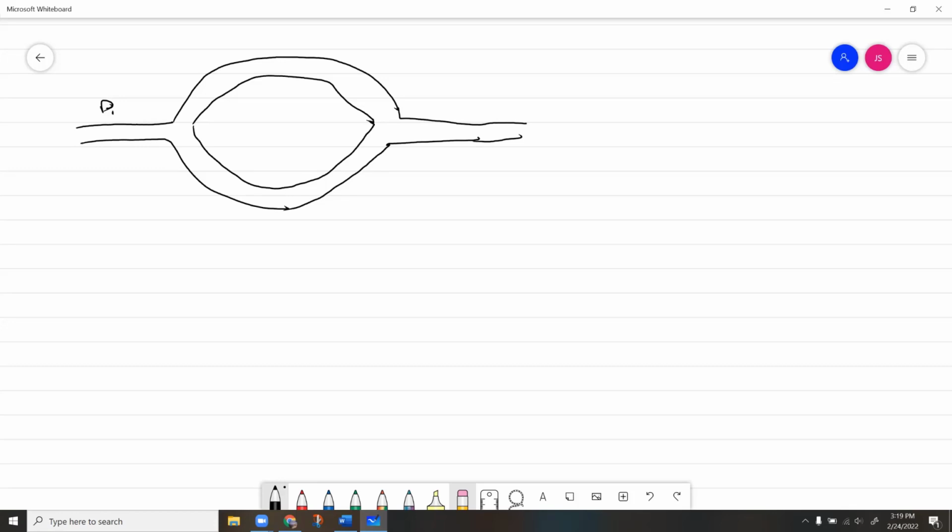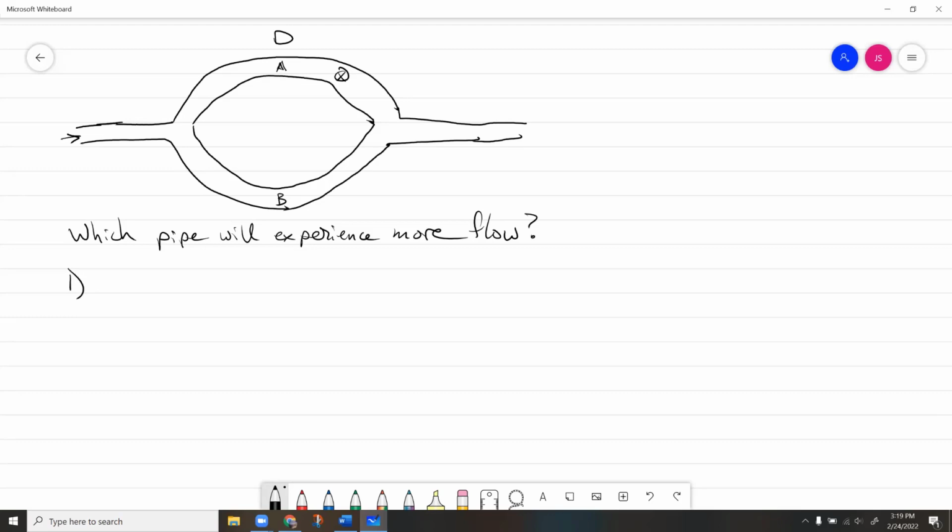And let's think about the overall question, which pipe will experience more flow? And hopefully this is pretty intuitive, but we'll give you some different scenarios to consider here. So under the first scenario, we'll say dA is equal to dB, and we'll say that the lengths are equal. But we also have that valve. So in this case, which pipe will have more flow in it?